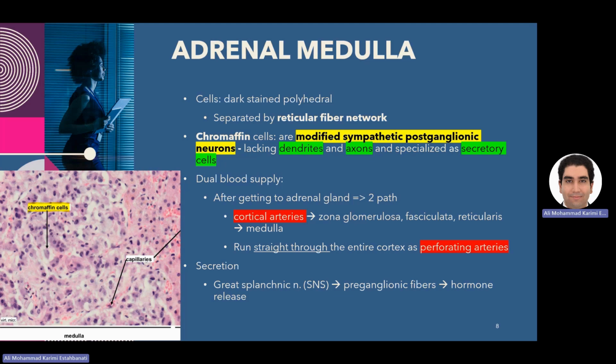But there's a second version of supply, and that is when the suprarenal arteries, or some branches of them, go straight through the cortex and become the perforating arteries. And these arteries just supply the medulla. Okay? And how does the secretion take place in the medulla? The secretion of the medulla is controlled by the sympathetic nervous system. Okay? And the nerve for that area is the great splanchnic nerve, which gets its preganglionic fiber to that area and causes the hormone release in that area.